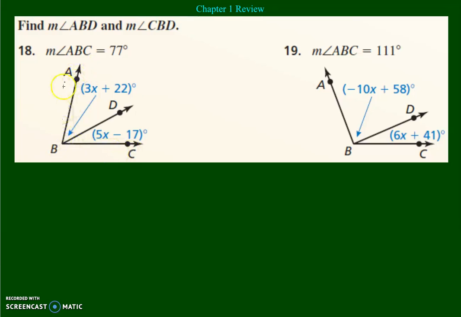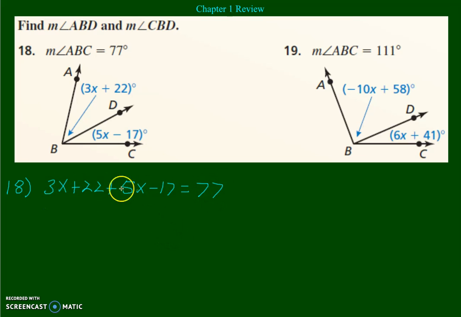Because it's referring to this entire angle, we're going to use the angle addition postulate. And the angle addition postulate tells us that the measure of the big angle equals the sum of the smaller angles that make it up. So we can say that 3x plus 22 plus 5x minus 17 is going to equal this entire angle measure. So for number 18, we have 3x plus 22 plus 5x minus 17 equals 77.